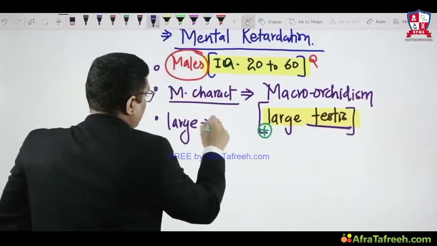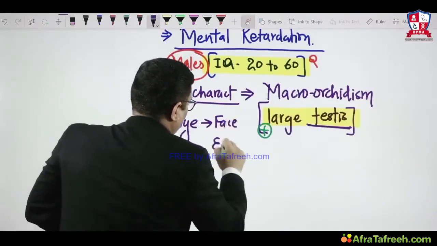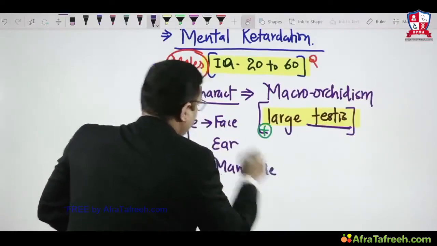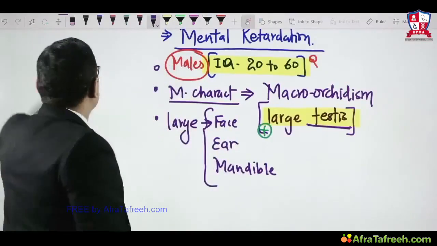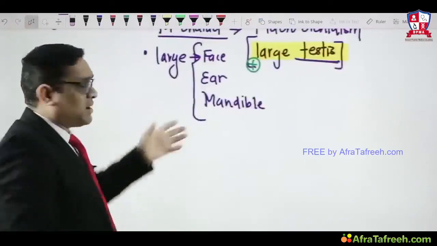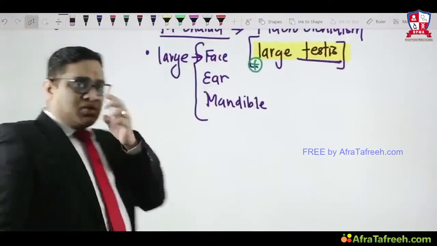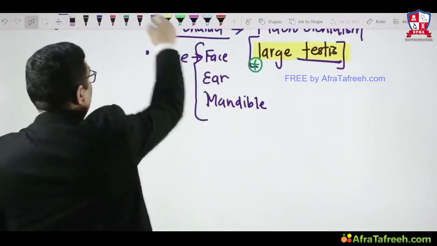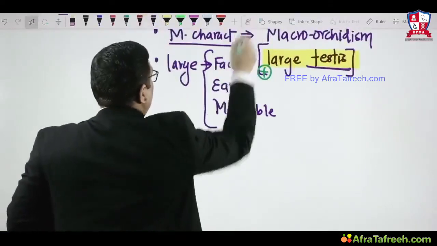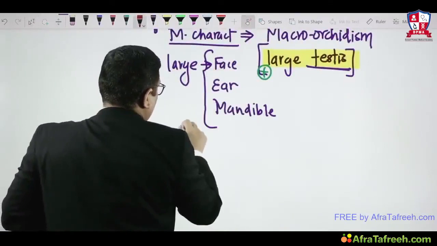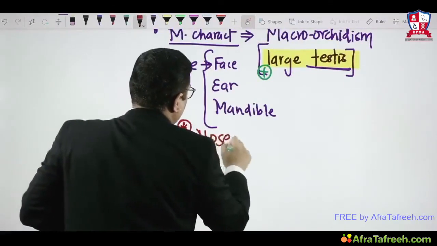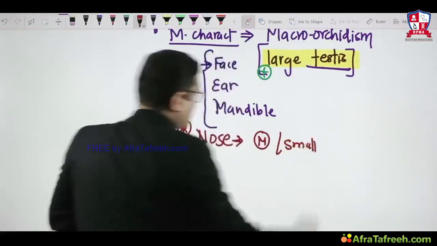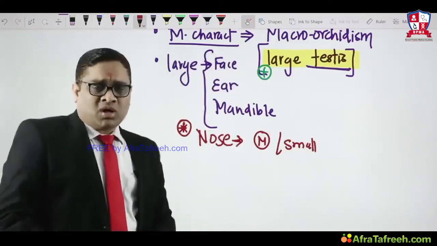Apart from that, they will have a large face, large ears, right, and a large mandible. So all these things will be larger in Fragile X syndrome. That is how the question had been asked in the All India exam 2016 and the older AIIMS exam. Okay, what about the nose? The nose will be normal or small, right? So it will not be large. That is the important point we have to understand. In Fragile X syndrome, the nose will be normal or small, so it will not be increased or enlarged. These are important points about Fragile X syndrome.